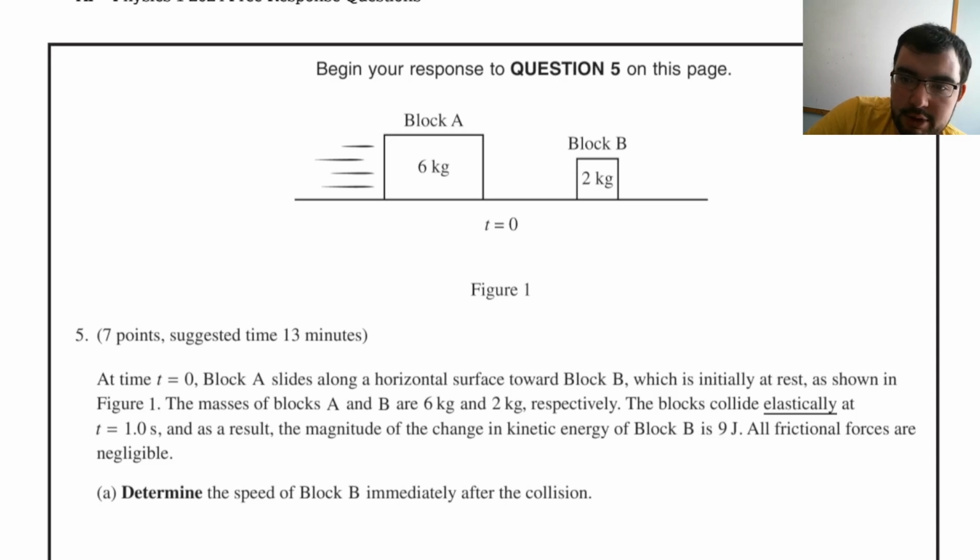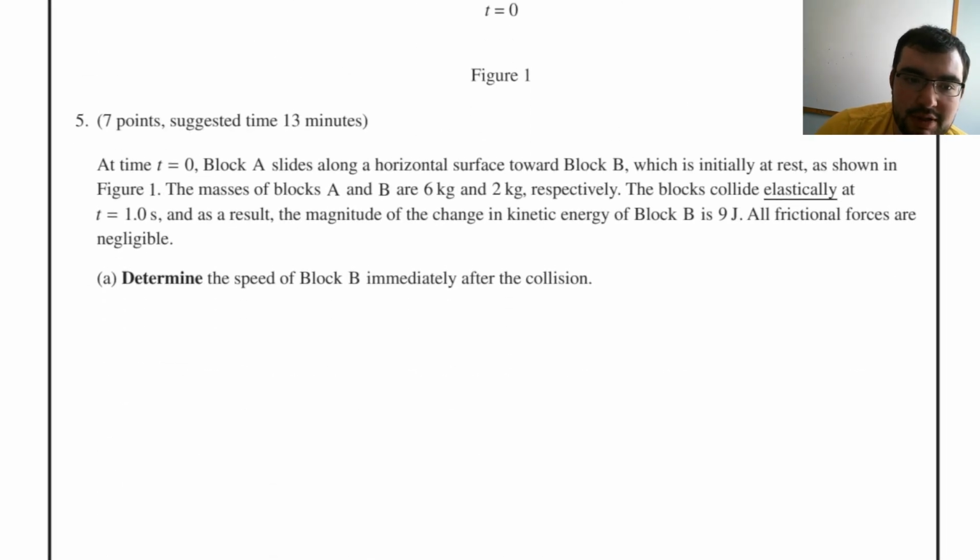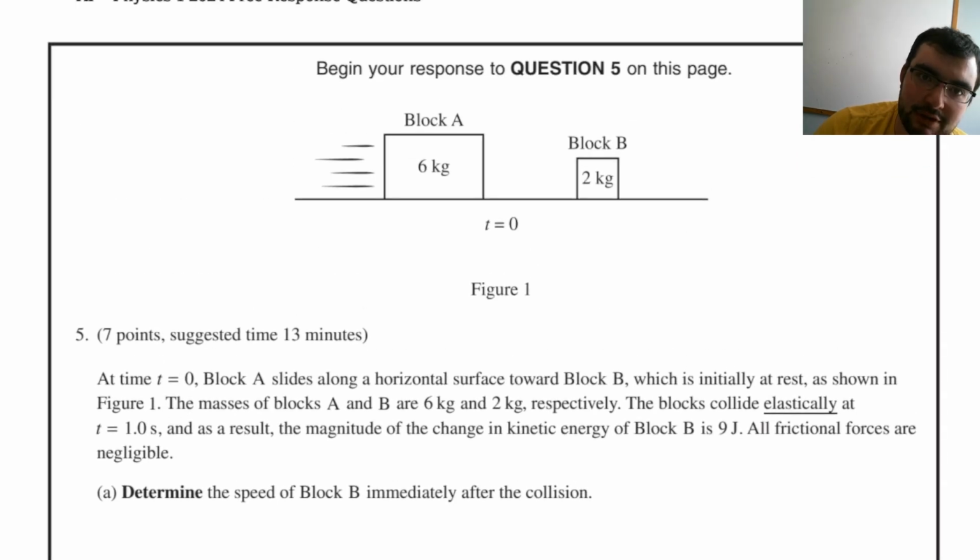Okay, and lastly, we were gifted with a pretty easy momentum question. At time t equals 0, block A slides along a horizontal surface. The masses are given. The blocks collide elastically, and as a result, the magnitude of the kinetic energy change of block B is 9 joules. All frictional forces are negligible. Determine the speed of block B immediately after the collision.